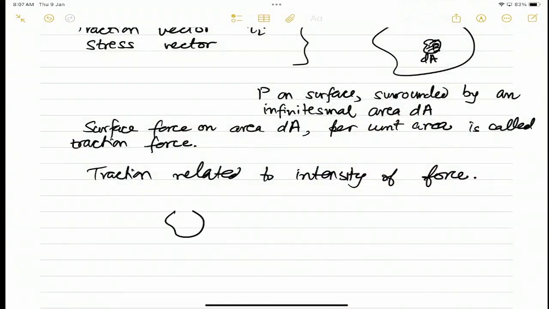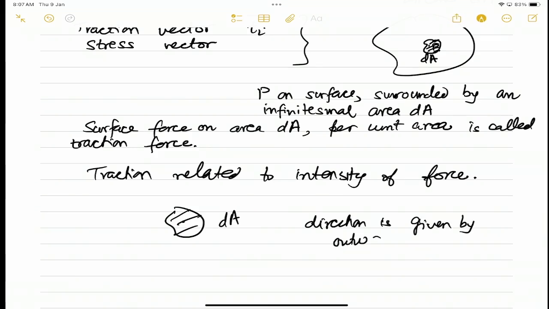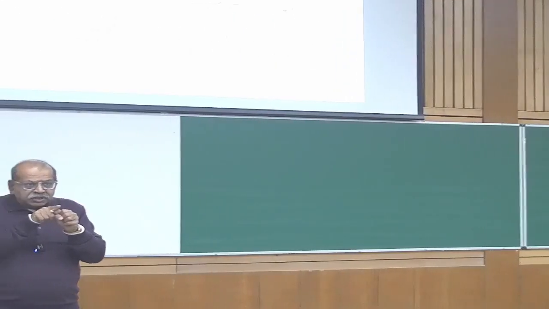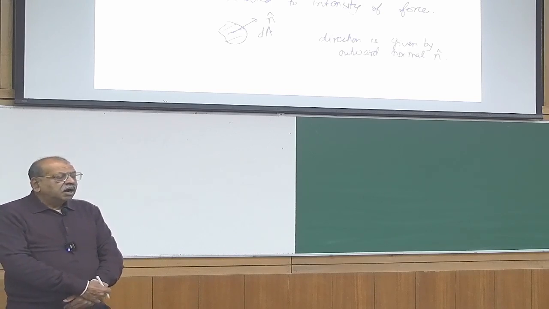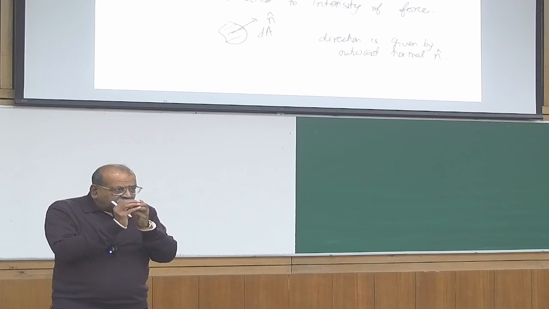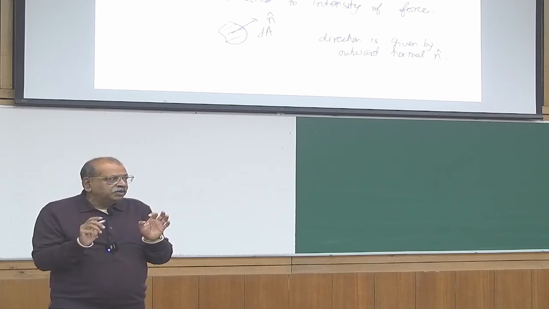Now, let us look at this. This is the area dA, and its direction is given by the outward normal n to the area. At that area, we look at the direction perpendicular to the area. In the limit that this area is very small, it is planar. So, perpendicular to it, we will have a direction. That is what we call the normal. Now, why do we use the term outward? Outward means that this area is covering a volume. So it is outward to the volume. That is the meaning of outward.